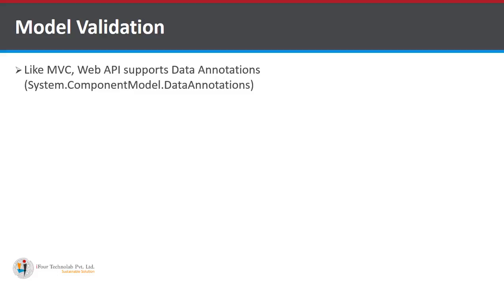Model validation: like MVC, web API supports data annotations, System.ComponentModel.DataAnnotations. Here you can see there is an example in the public class Product. If you want a required field for a name, then you can use System.ComponentModel.DataAnnotations and Required. If you want to give a range for a price, you can also give a range like this.